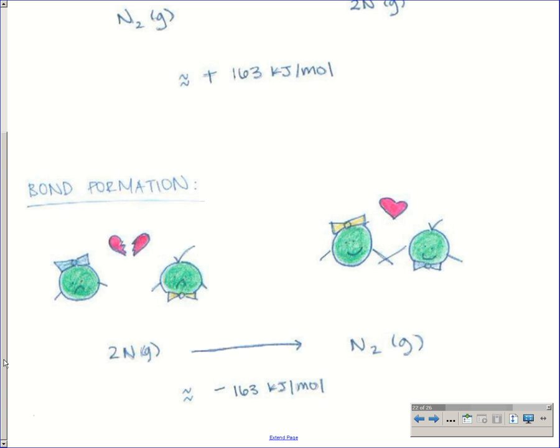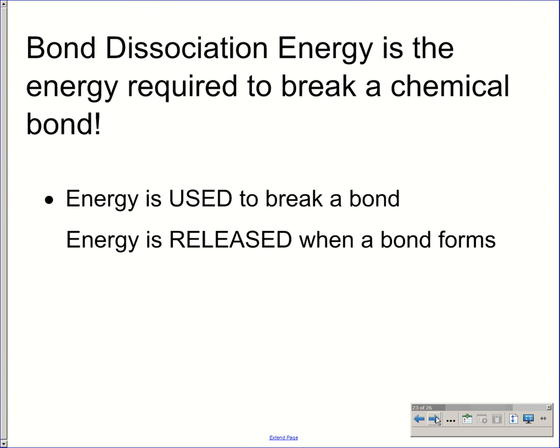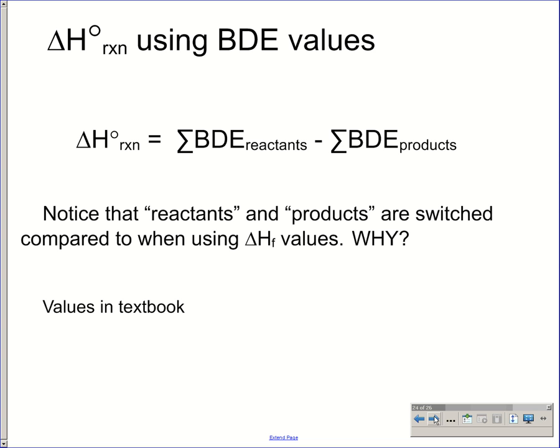Okay, so bond dissociation energy. We know that we have to use energy to break a bond. We know that we release energy when we form a bond. How do we actually put that in a formula? Really easily, like this. This looks really similar to what? Hess's law, but the bit that's different is the reactants are first and the products are second. But I don't like to write it as bond dissociation energy of the reactants and of the products. I like to say bonds broken or bonds formed, if they're in the reactants.